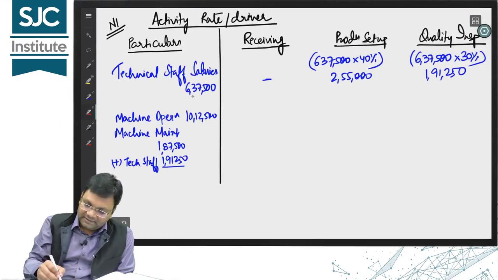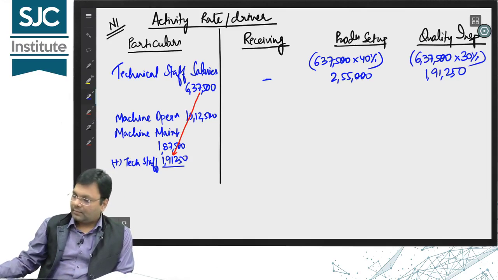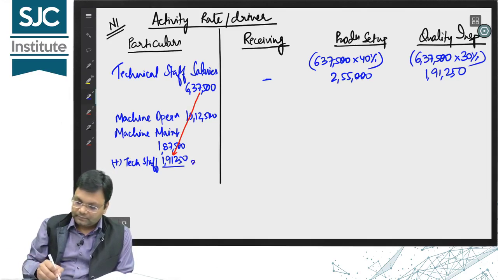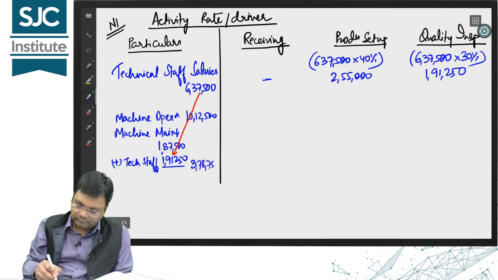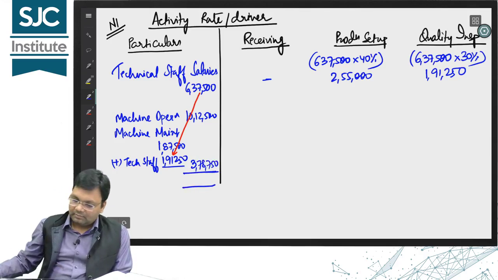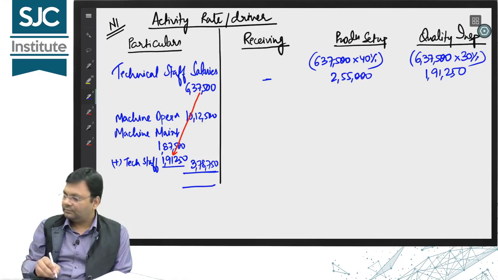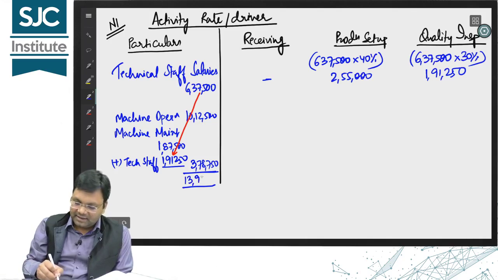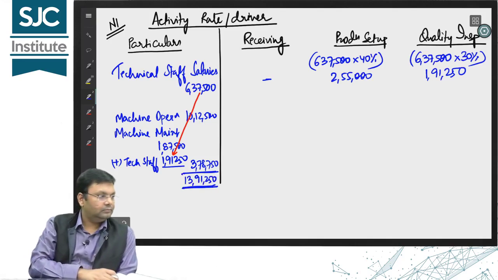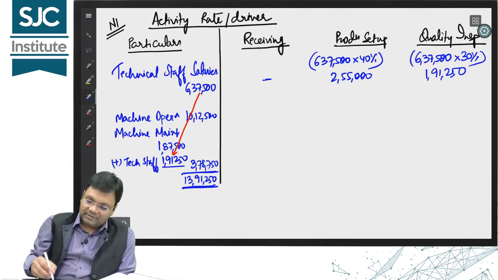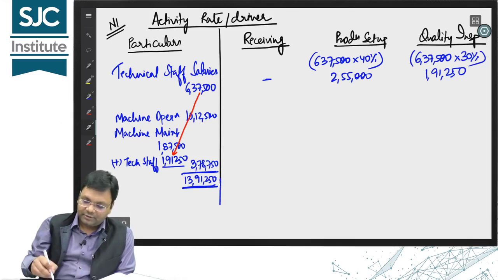So a part of this is coming over here. This is the trick here. So 191,250 plus 187,500 is 378,750. Plus 10,12,500 is 1391,250. So now this needs to be apportioned in 20:80 ratio.